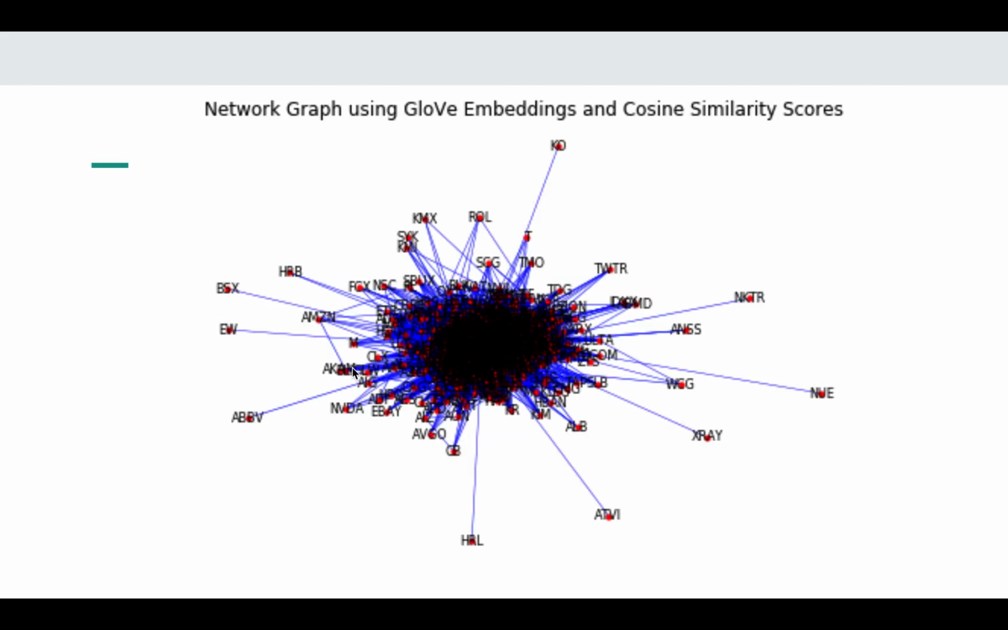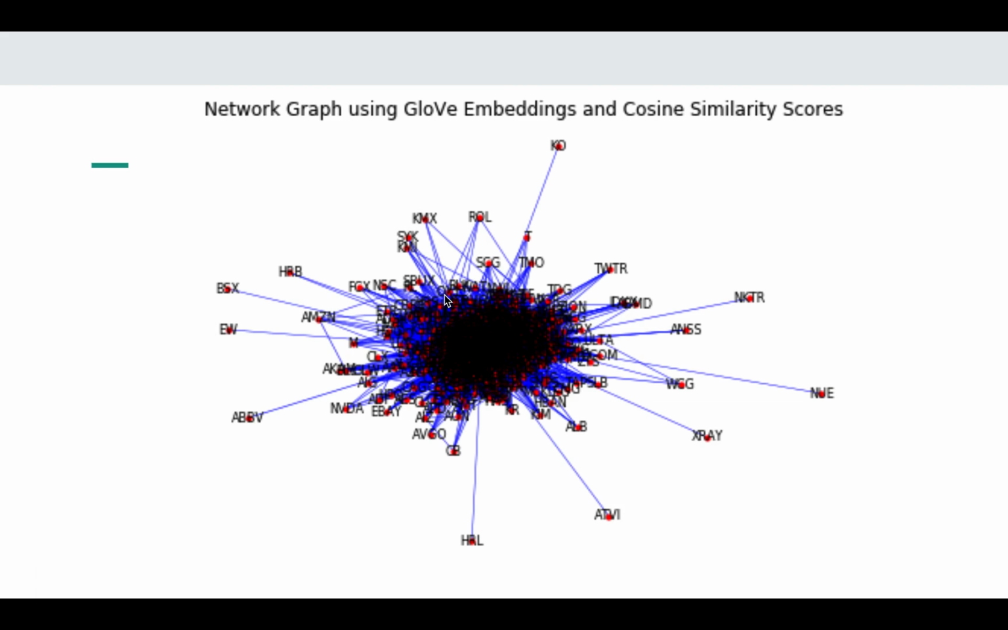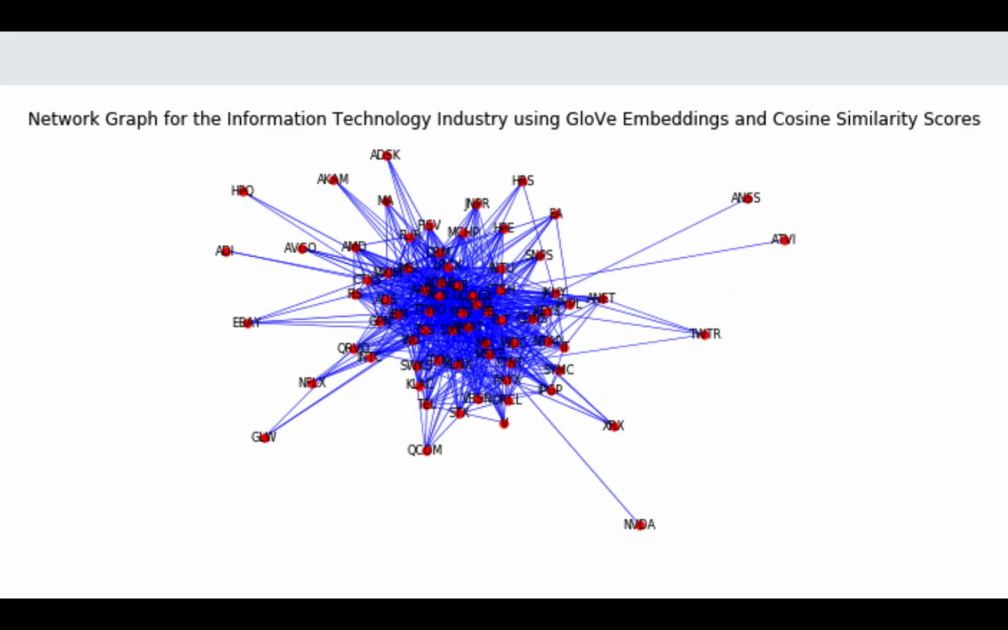Here is a similarity score graph using the GloVe embeddings, and we can see it's a lot more clustered and is able to capture a lot more relations and edges. To make it a little bit clearer, we display the information technology sector, and once again it's still a lot more clustered.